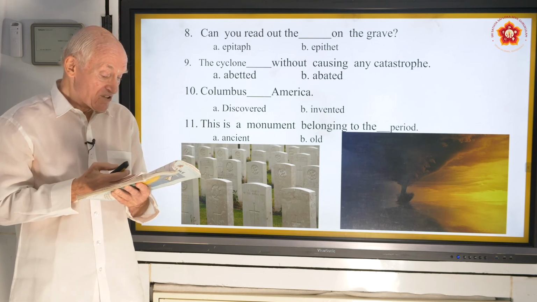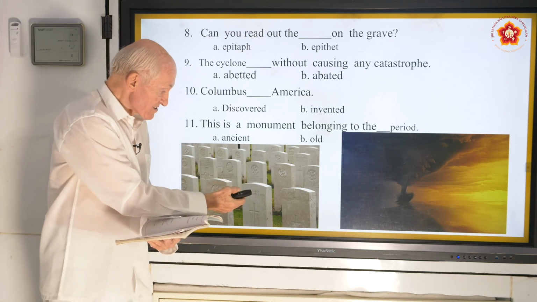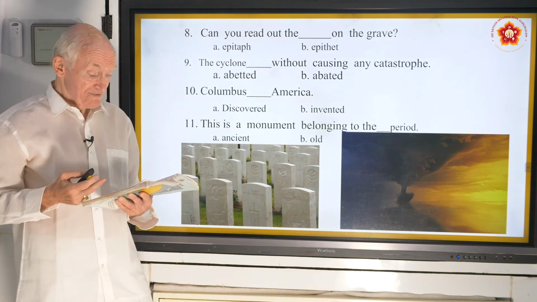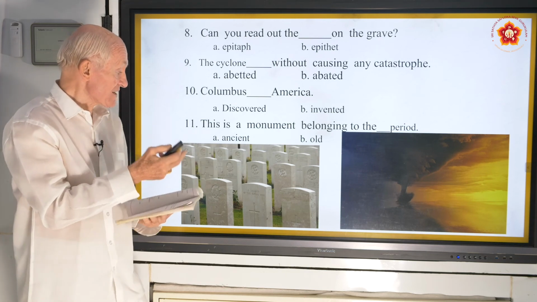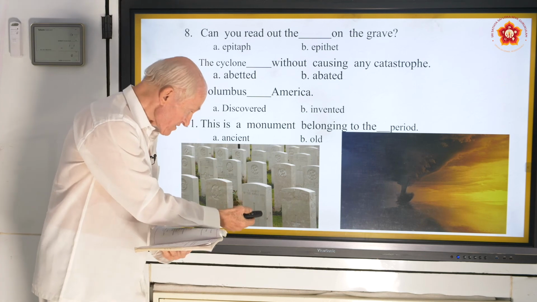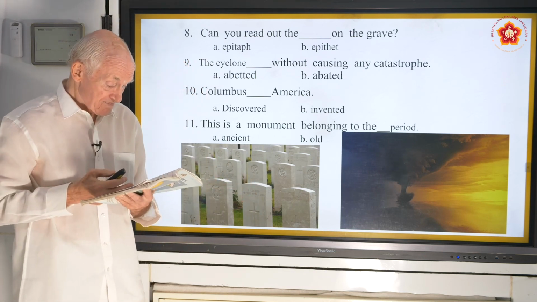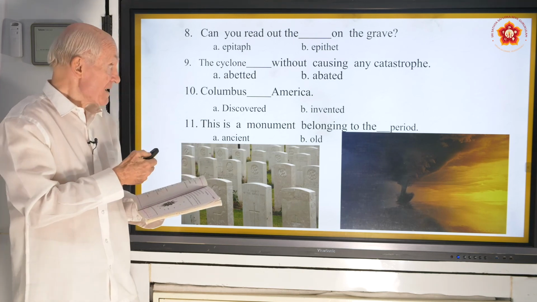Can you read out on the grave? You can see these grave sites have words on them. They're called epitaphs, all right? So can you read the epitaph on the grave? We look at this one, can you read it? There's a cross here, and it shows his name. And he died in a war. That's the question. So the correct word is epitaph.